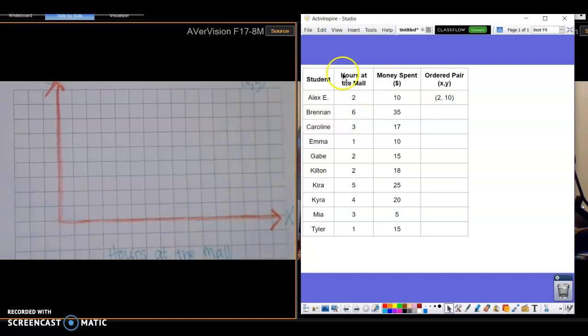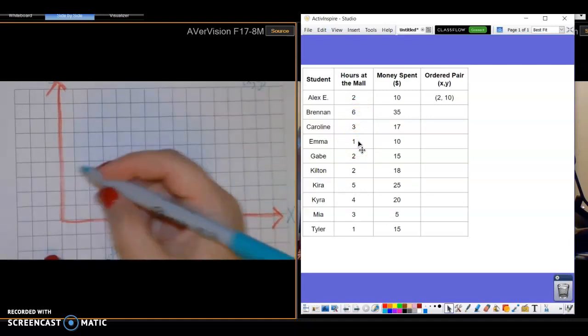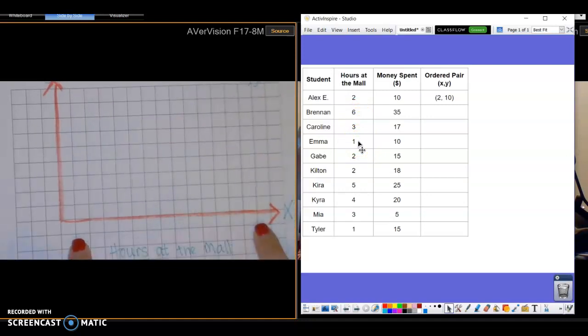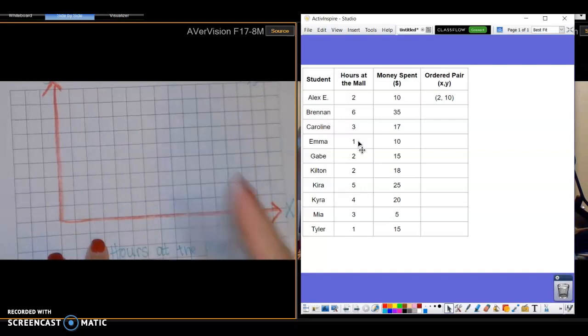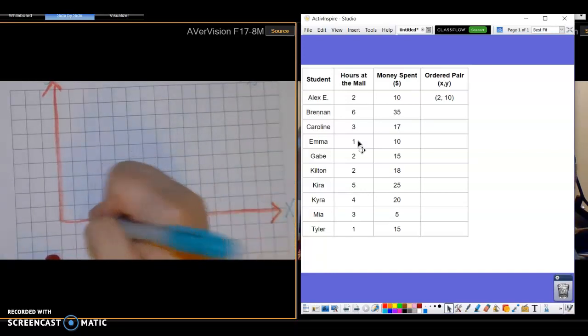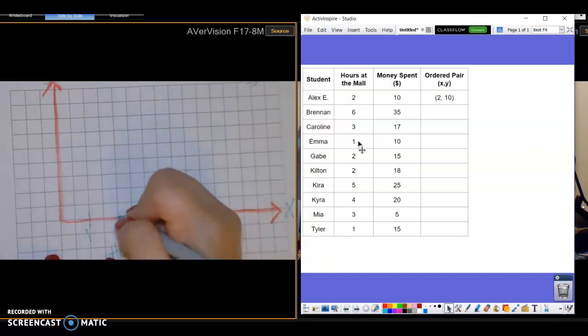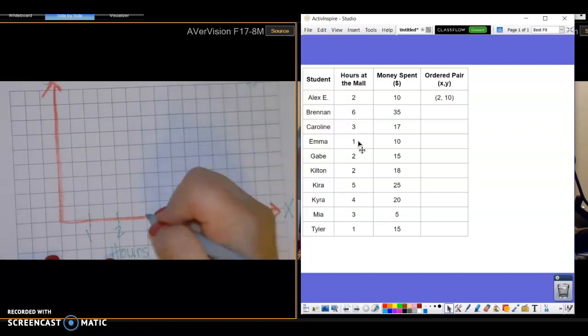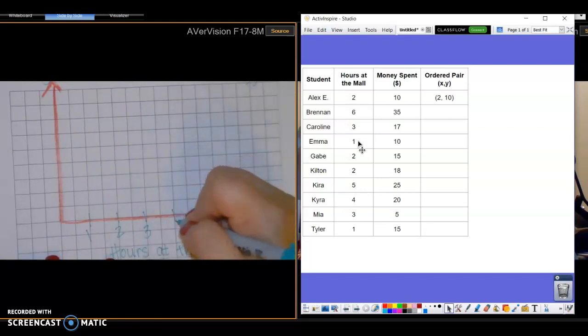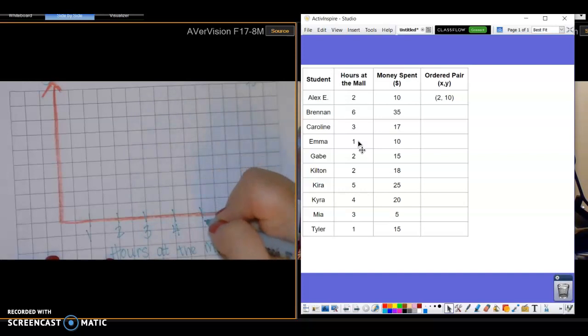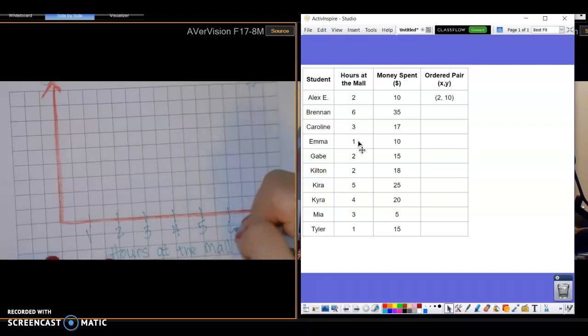If you notice in this graph, for hours at the mall, the maximum amount of hours we have is 6 hours, and the minimum amount is 1. So that would be our range. Since I have a long x-axis, I'm going to skip lines and say that this is my 1, this is my 2, 3, 4, 5, and 6.